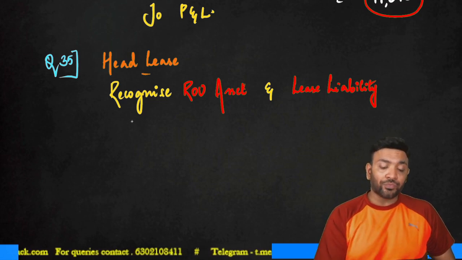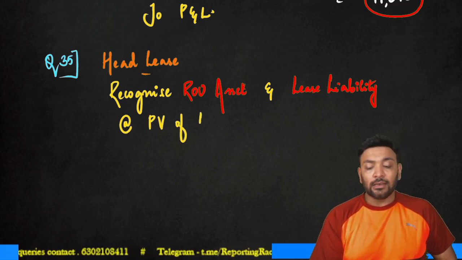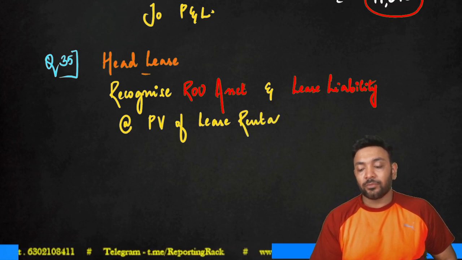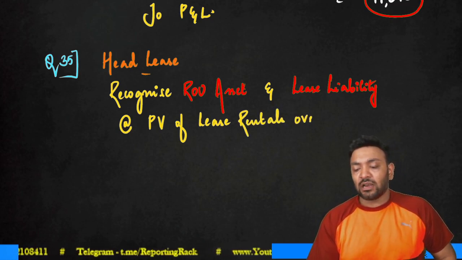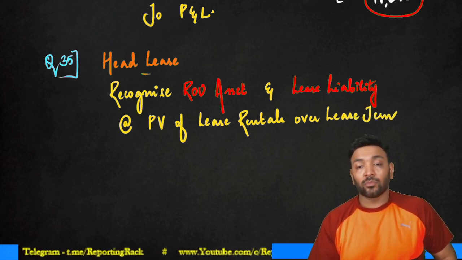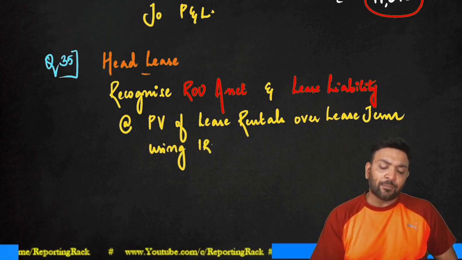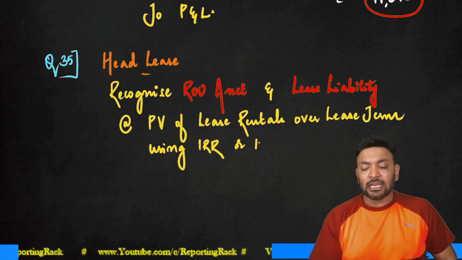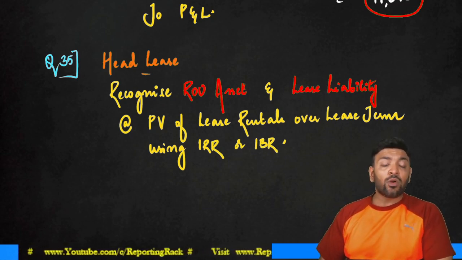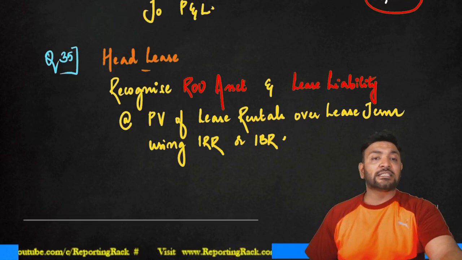At what value? Lessee's accounting: present value of lease rentals over the lease term, using either the interest rate implicit in the lease or the incremental borrowing rate of the lessee. Whatever rate you use, find out the present value, and such present value should be considered as the value of the ROU asset or the value of the lease liability.